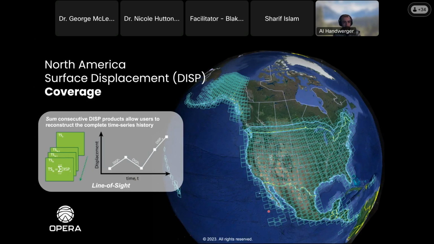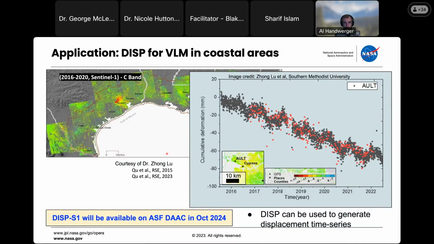This map here shows the coverage and extent on the right of where we're going to be making these displacement products, and on the left is a cartoon showing you what you can expect for the data, so you can get these different images through time. And if you were to pick a pixel in this map and sum up the history of these images, you would be able to measure the complete time series history over the satellite record. This is really relevant for applications like vertical land motion in coastal areas.